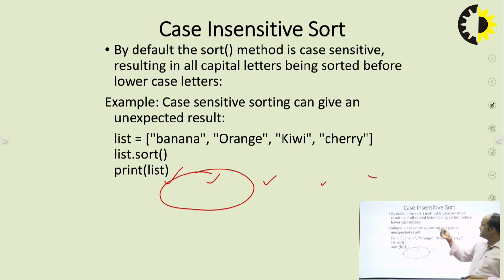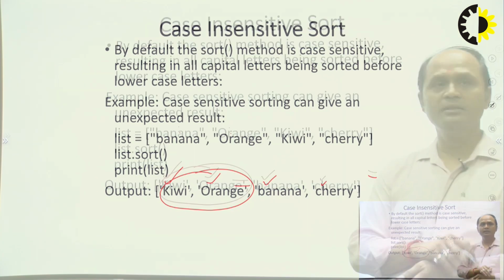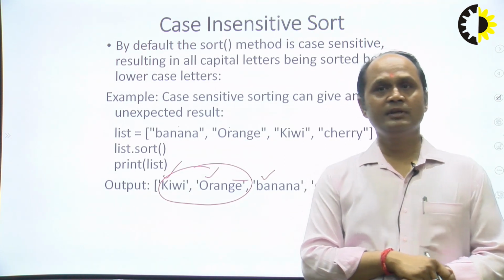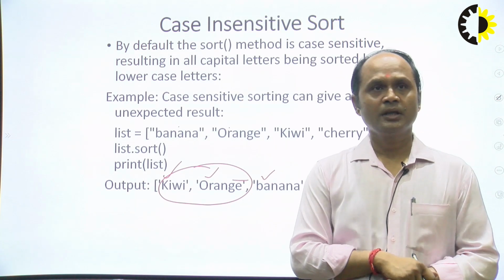In case insensitive sort, we use banana, orange and kiwi, with capital letters on one side and small letters on the other side. So the sort method is a very important method that we can use in a particular list.